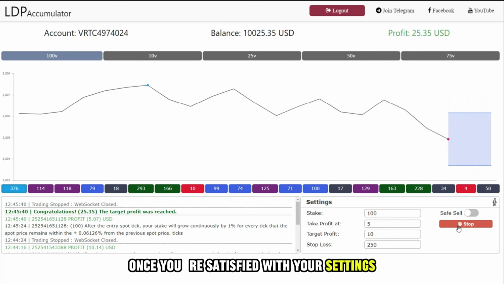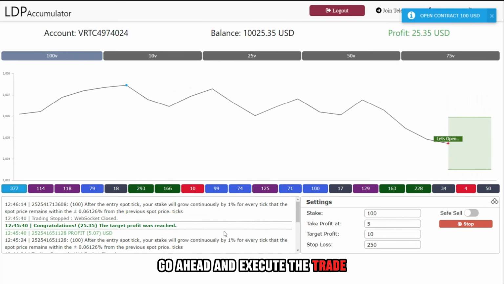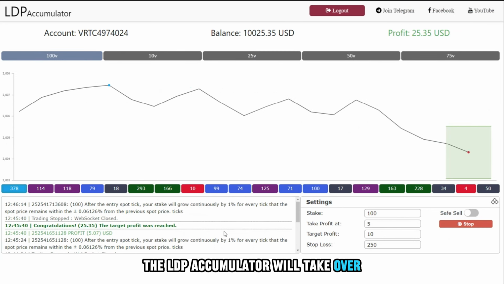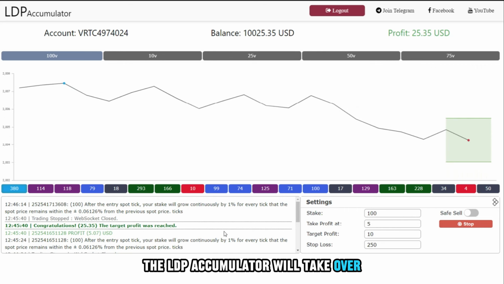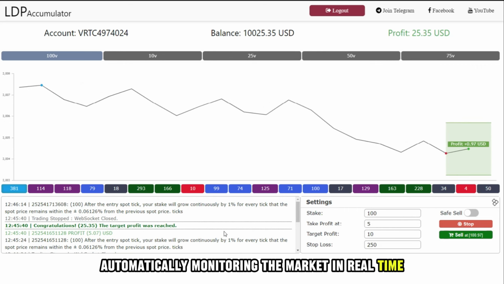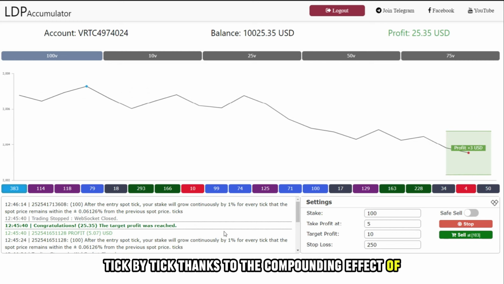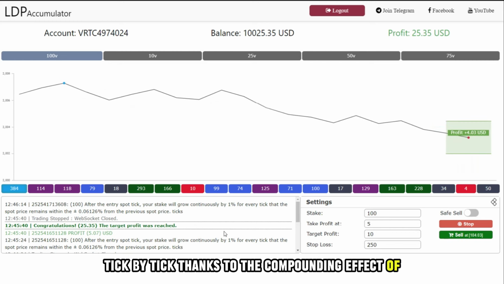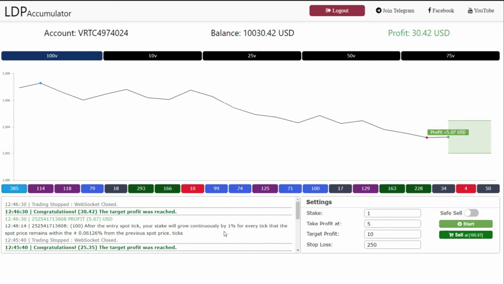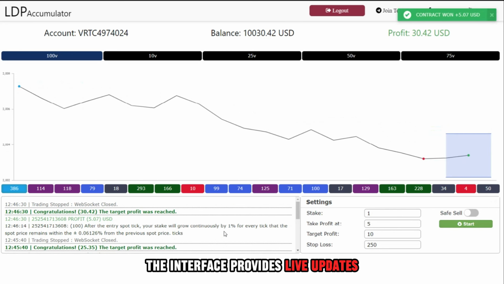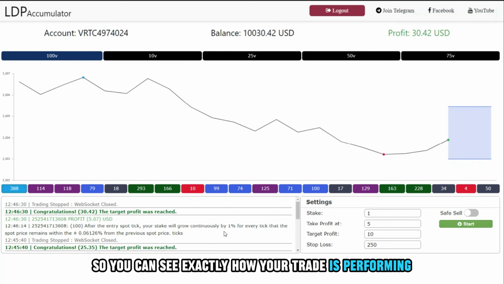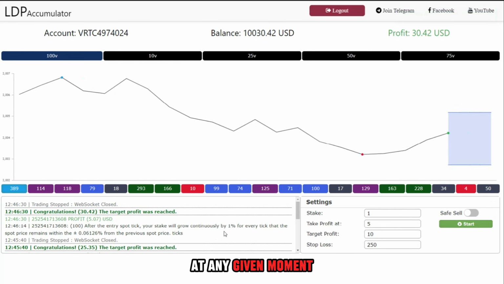Once you're satisfied with your settings, go ahead and execute the trade. The LDP accumulator will take over, automatically monitoring the market in real time. You can watch as your potential payout grows tick by tick, thanks to the compounding effect of your chosen growth rate. The interface provides live updates, so you can see exactly how your trade is performing at any given moment.